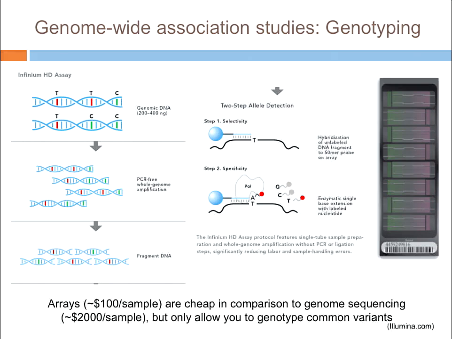The chips have little sequences of DNA that are bound by beads, and then you can add a polymerase with a fluorescently labeled new nucleotide. And so that single base addition flashes, and you take a picture of it, and that's how you know what the genotype is. Now, the nice thing about this is that arrays are about $100 per sample right now.